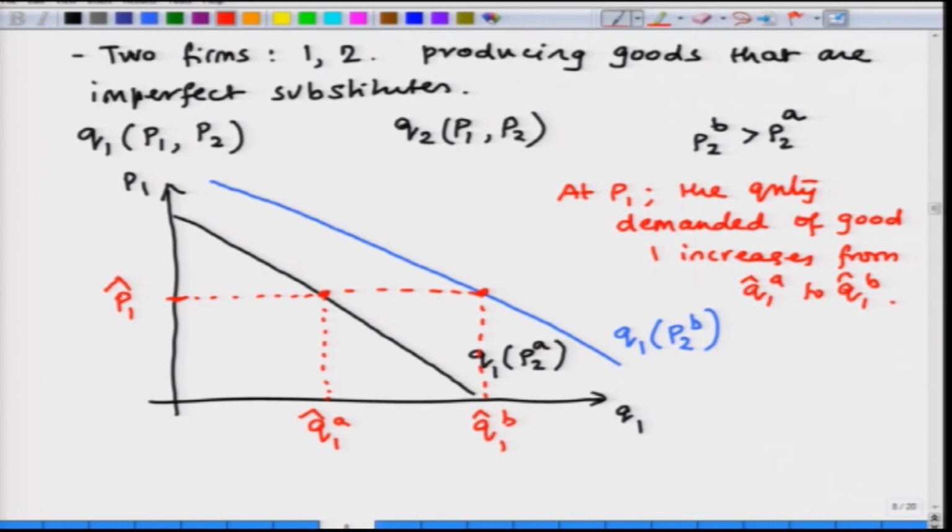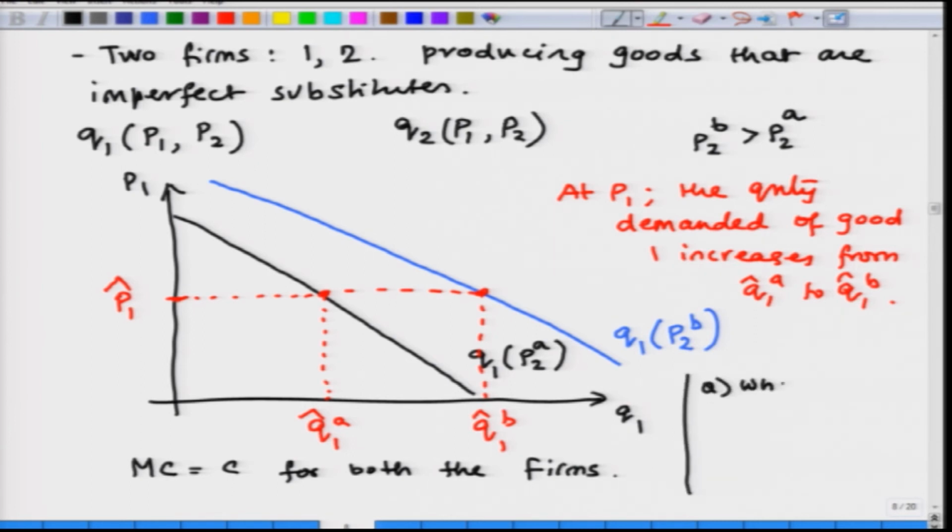As before, let us assume that the two firms have identical marginal cost. The marginal cost is C for both the firms. The question that we want to ask is, what are the Nash equilibrium prices?